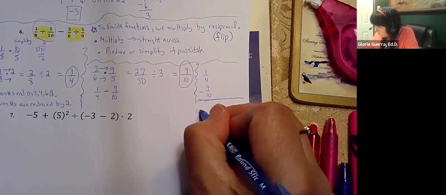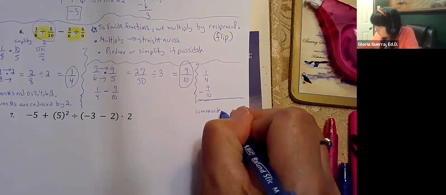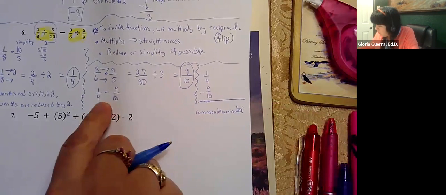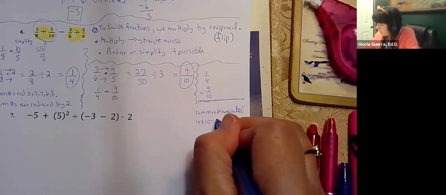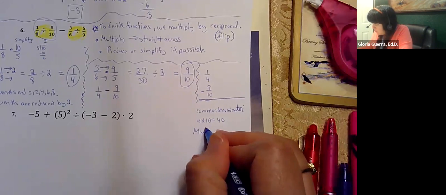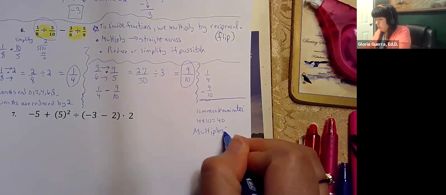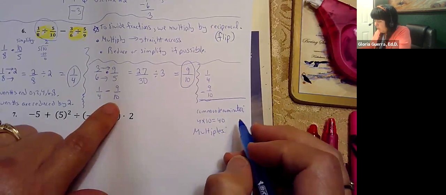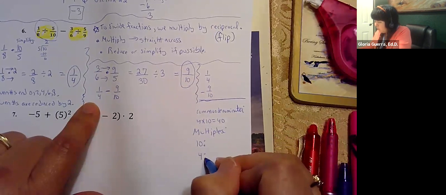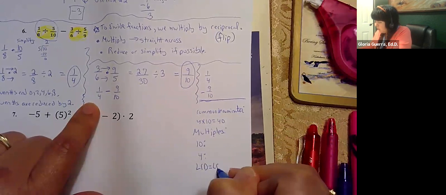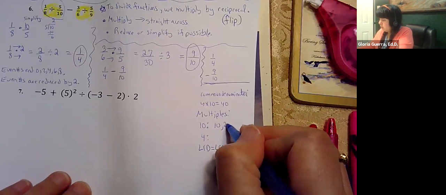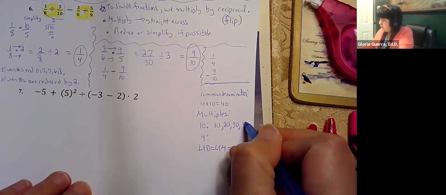A common denominator would be multiplying the bottom denominators, like the 4 times the 10, which gives you 40. But maybe you can find something smaller. So that's where multiples come in. The 10 is bigger, so we start with the multiples of 10. LCD equals LCM. 10 times 1 is 10. 10 times 2 is 20. 10 times 3 is 30. 10 times 4 is 40.